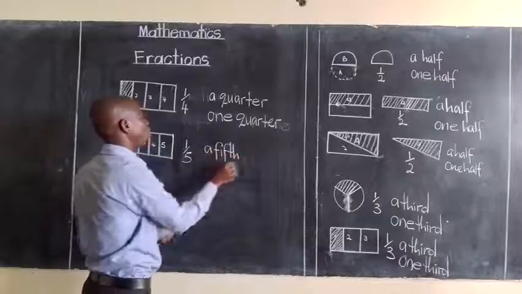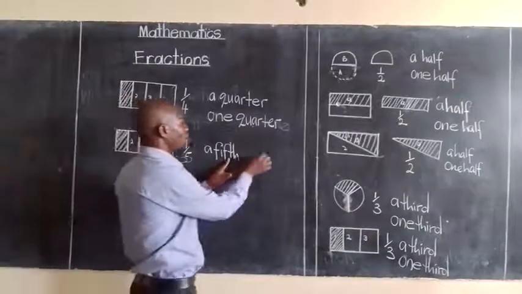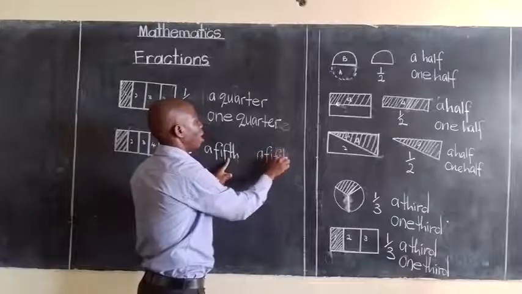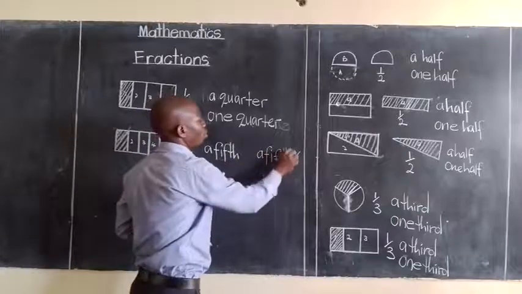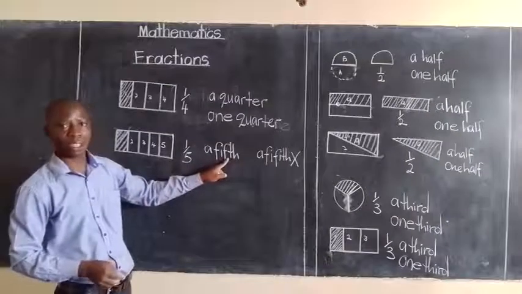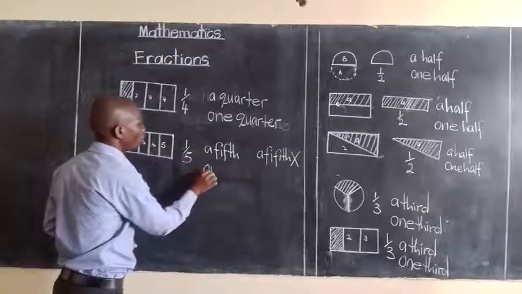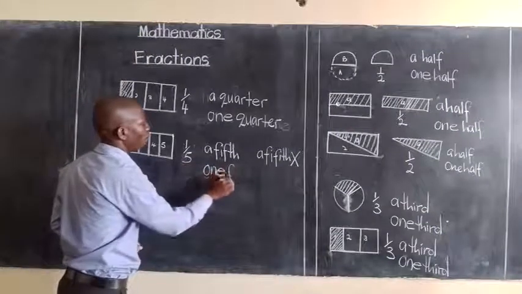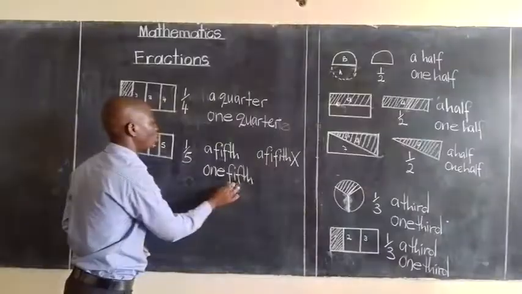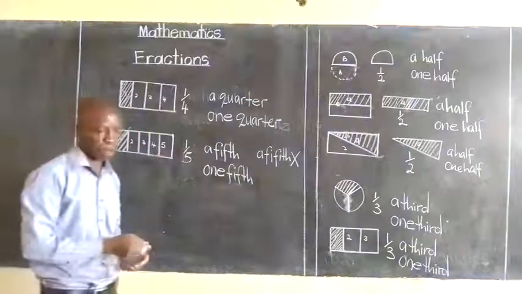A fifth. There is no I here. Mark that one. Some people are writing it like this, but this one is wrong. So mark that one. There is no I in between. So a fifth or 1/5th. You should take special note of that. This one is a fifth or 1/5th.